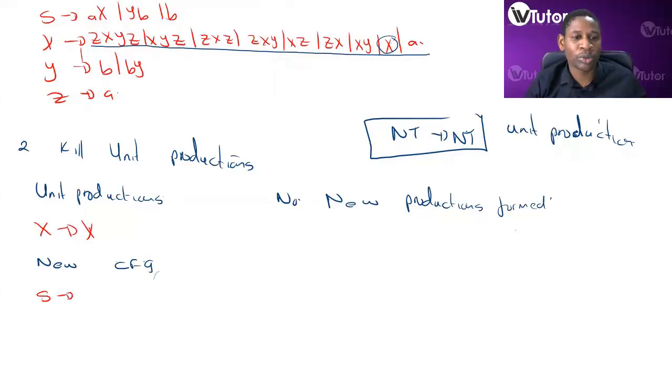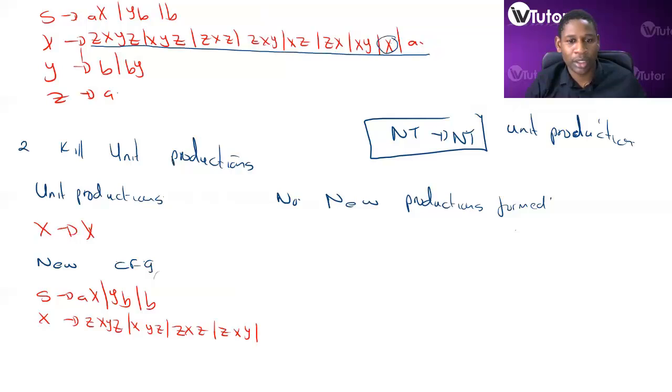So we're going to have S goes to A X, Y B, B. X goes to Z X, Y Z, X Y Z, Z X, Z Z X Y, X Z, Z X X Y, or A. Then Y goes to B, or B Y, and Z goes to A. Right.